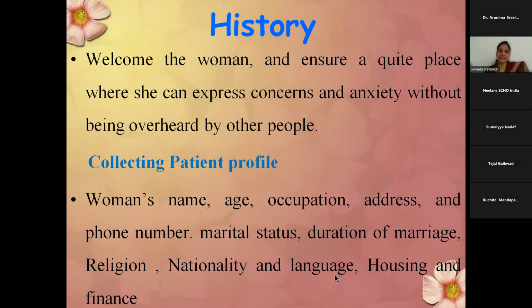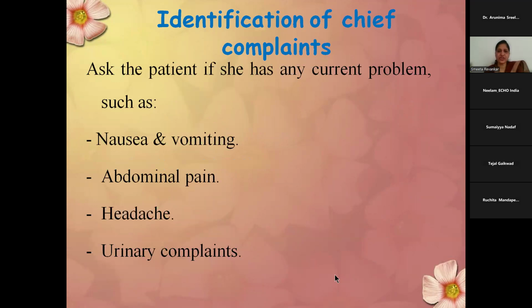Collecting the client data or woman's profile: her name, age, occupation, address, and her mobile or contact number, marital status, whether she is married, unmarried or divorced, duration of marriage, which is very much important, so we have to ask her the duration of marriage, religion, nationality, and language. Why language? Because it is easy to have a conversation and develop proper rapport. Housing and finance also.